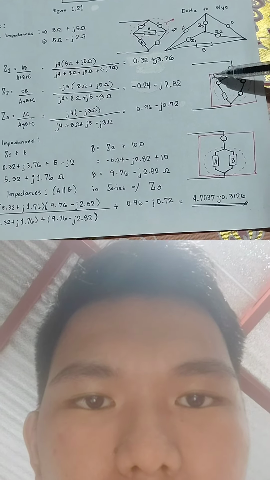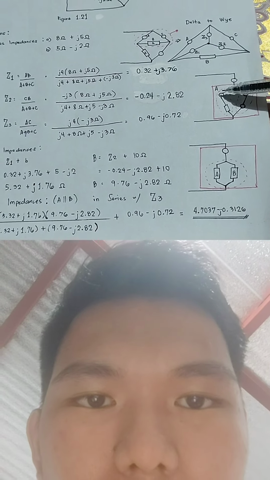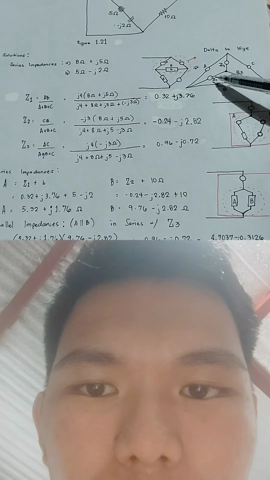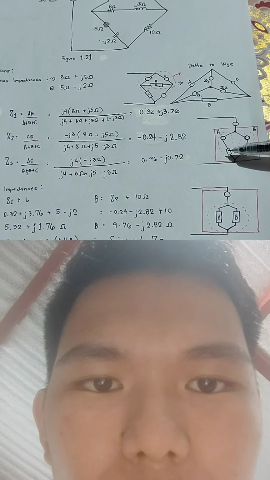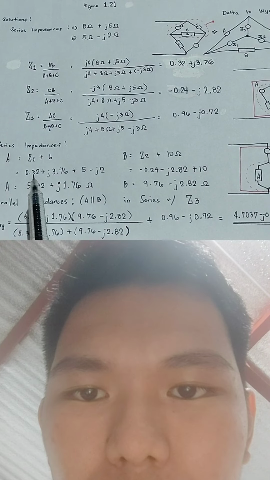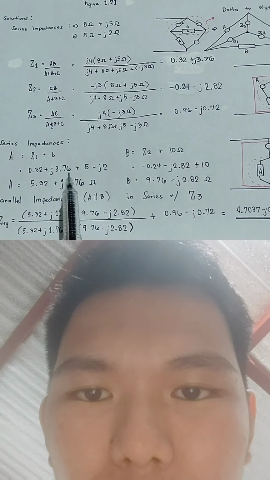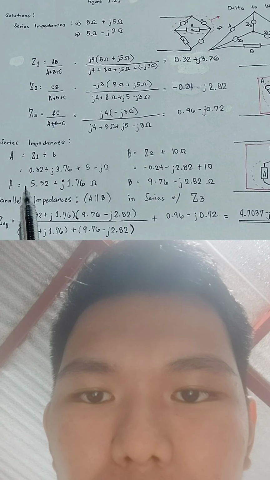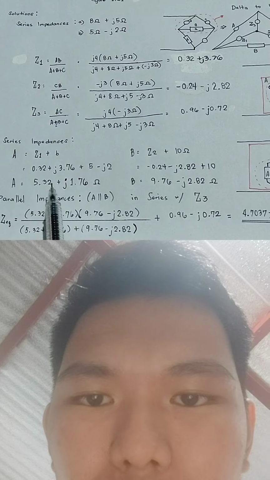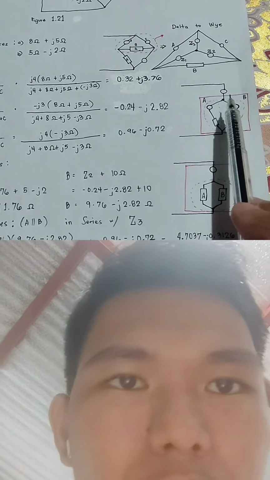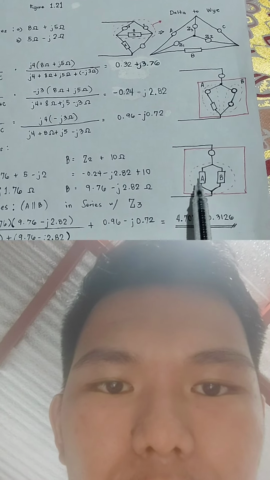For this impedance, we will find its series. Z1 plus the impedance B is equal to 0.32 plus J3.76 plus 5 minus J2. Simplified, 5.32 plus J1.76 ohms for this simplified series impedance.